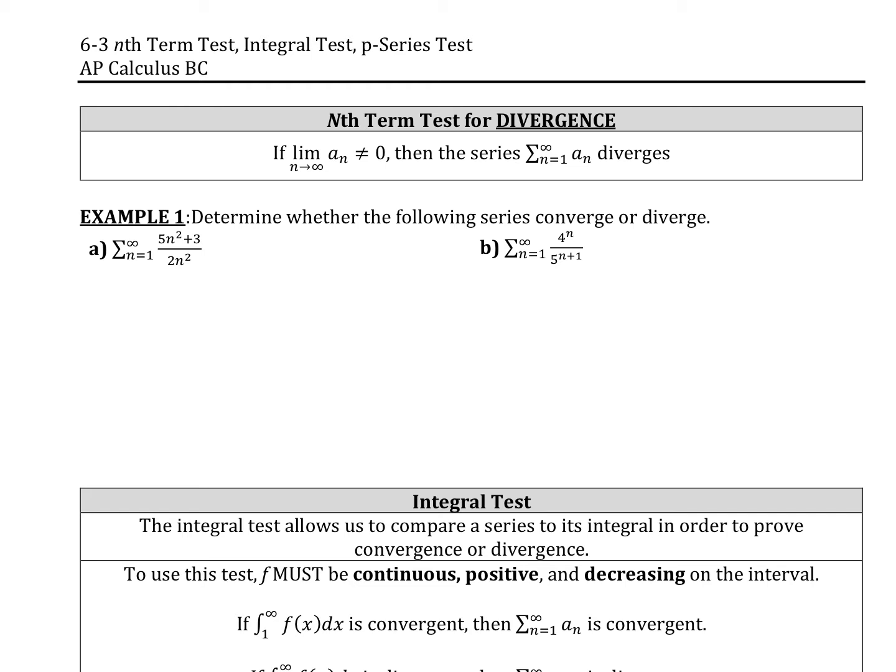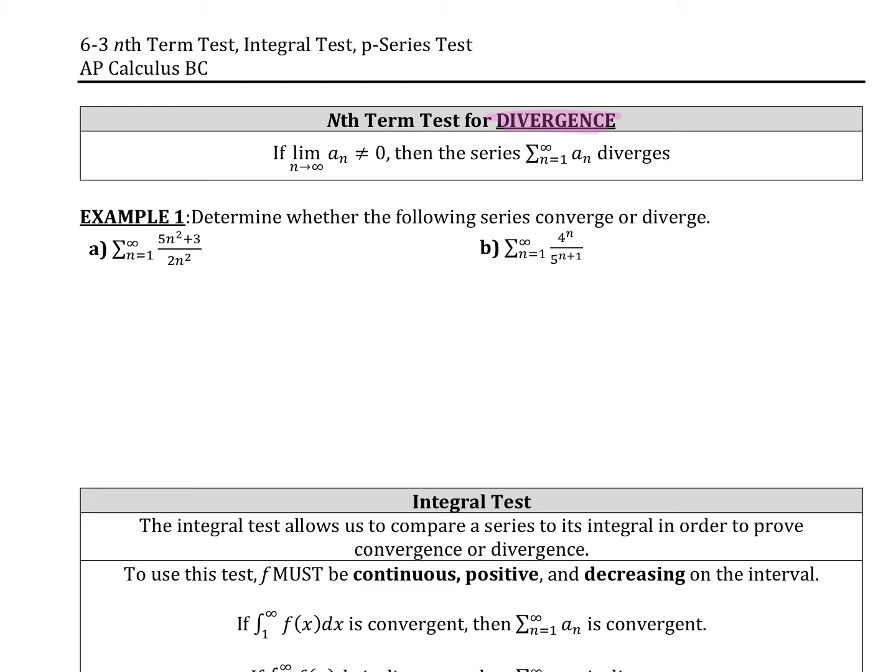The nth term test. Here is one thing I want you to highlight, to make note of: the nth term test is specifically for divergence, only for divergence. And here's what it says. It says that if the limit as n approaches infinity of some function is not equal to 0, then we know for a fact that the series diverges. Okay, so if it's not equal to 0, the series diverges.